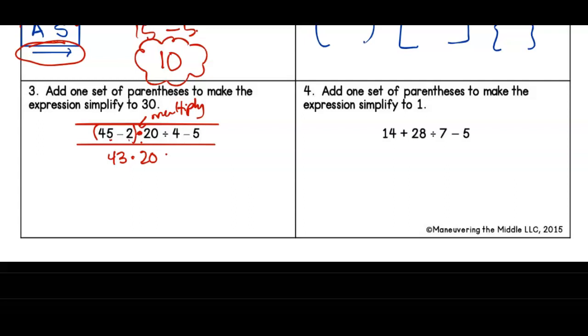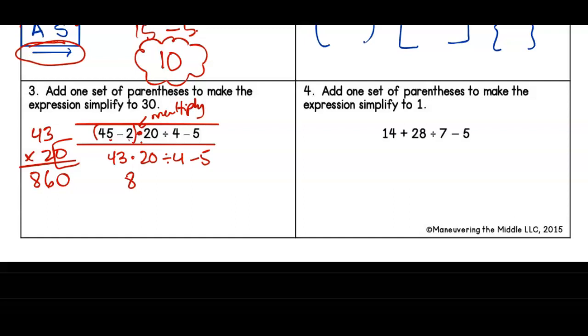Divided by 4, minus 5. Okay, let's see what we've got here. 43 times 20. We've got what I call a hangout 0. We could just leave that out to the side and then multiply what's left. 3 times 2 is 6, and then there's 860. Oh gosh, that's a lot.